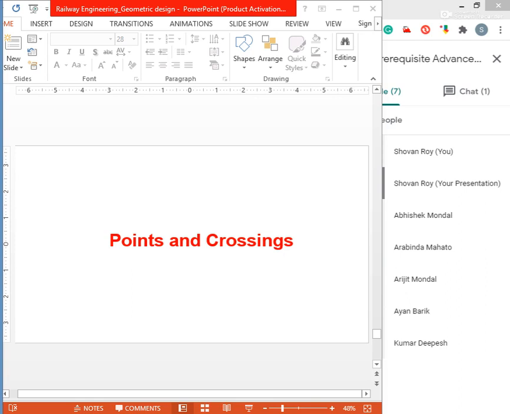This terminology is applicable only for railway engineering. In other words, when my engine or the whole train with bogies needs to change its track from one track to another track, or to cross one track to another track, this is called points and crossings, and the details of points and crossings will be discussed.